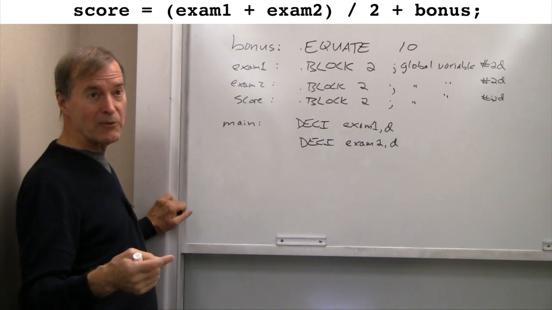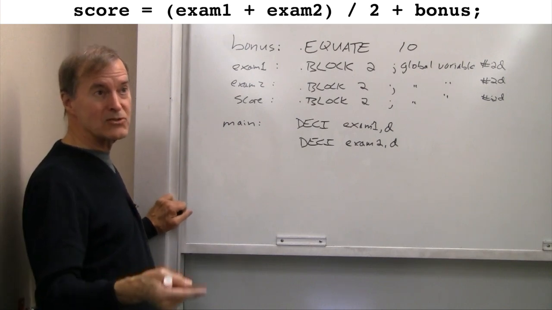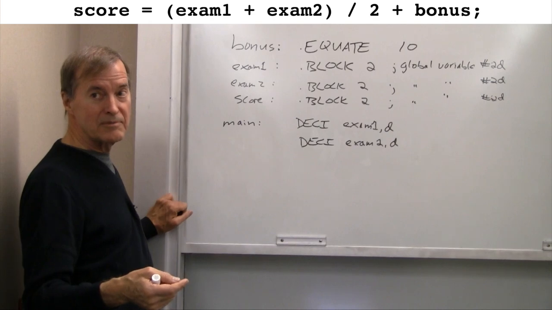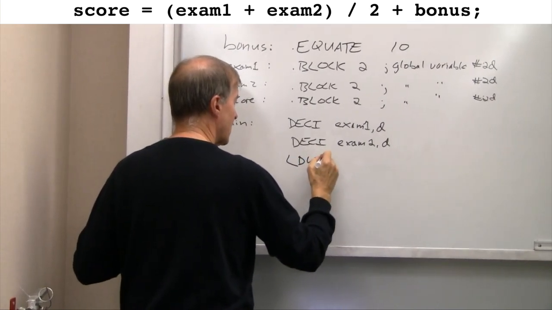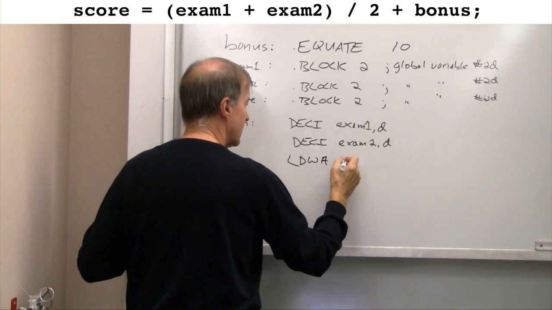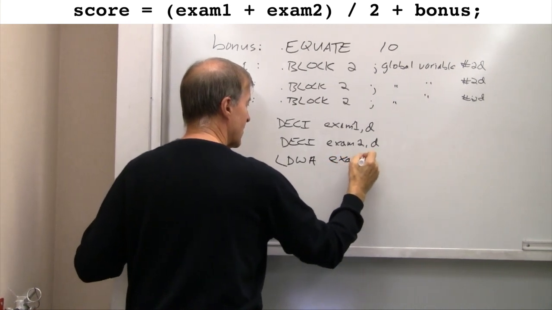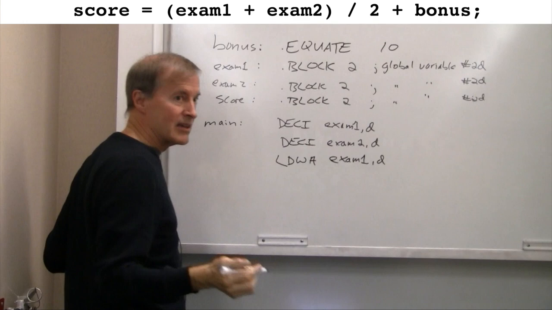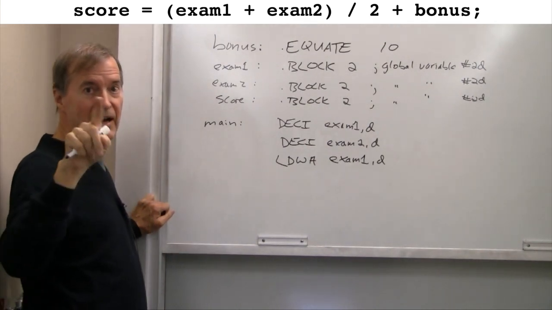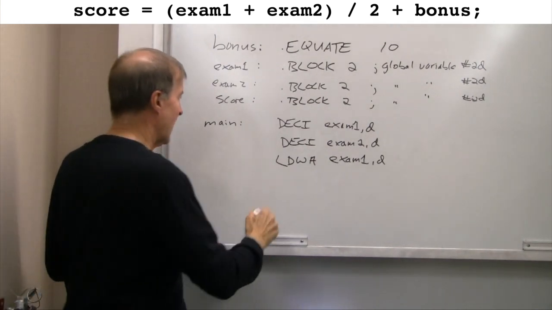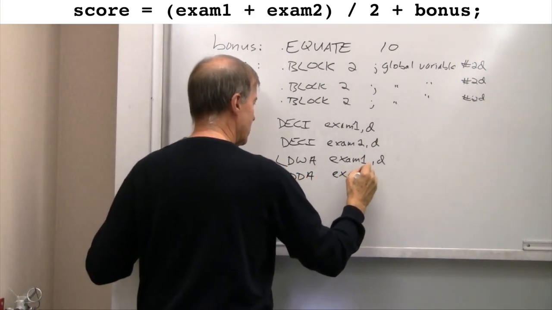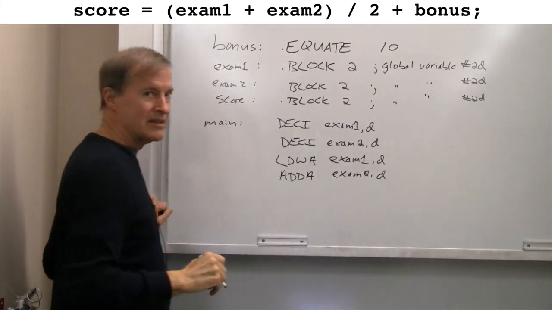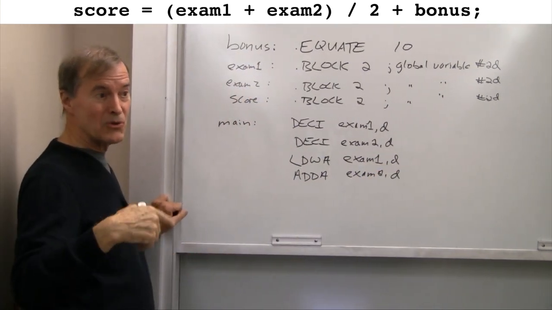Yes, but before we add, we have to add what's in the accumulator. So what do we have to do first? We have to load word accumulator from where? Exam 1. Good. From exam 1 direct. And so that gets exam 1 into the accumulator. Now, what do you think? Add accumulator, exam 2, direct addressing. Okay, does everybody see how this is rolling out?